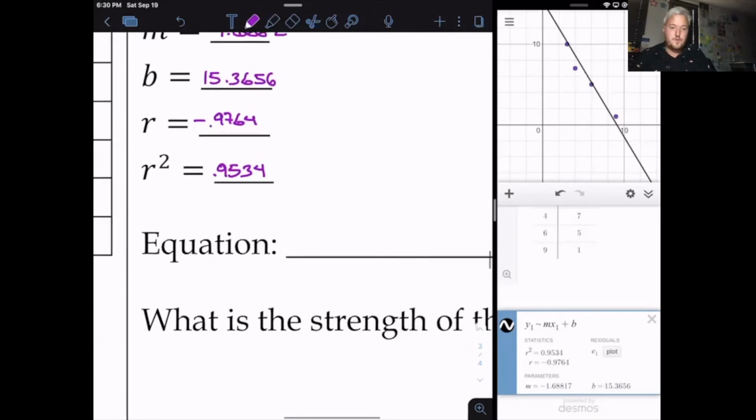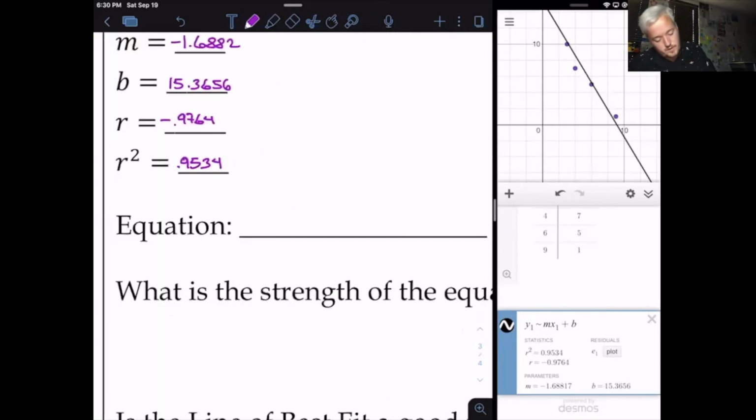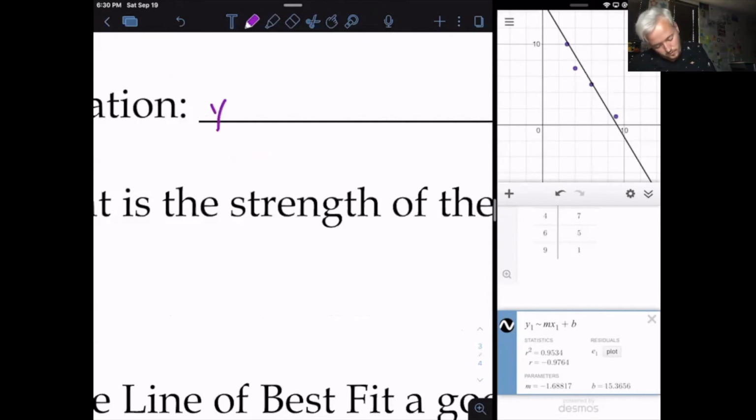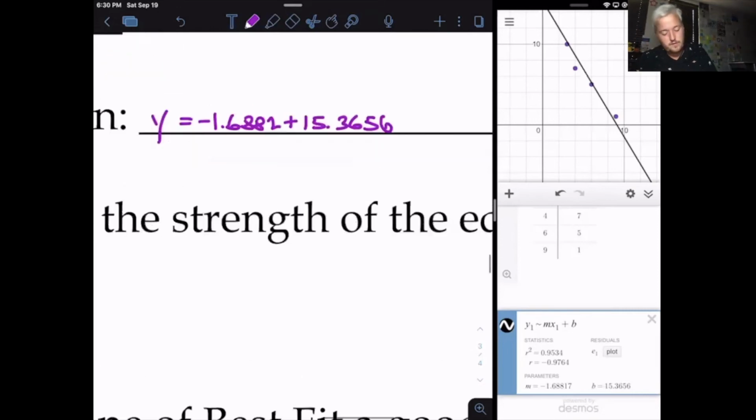All right, so I'm going to use that data to write my equation. My equation in slope-intercept form is y = -1.6882x + 15.3656. I forgot my notes. Everything's fine. Excuse me. There we go. That is a terrible x. There we go.